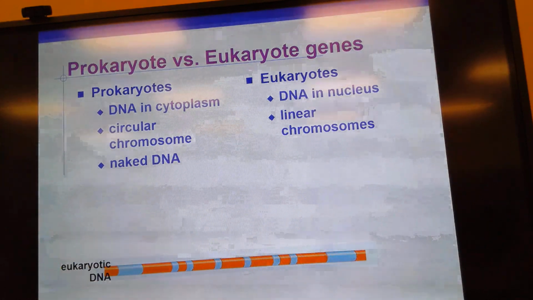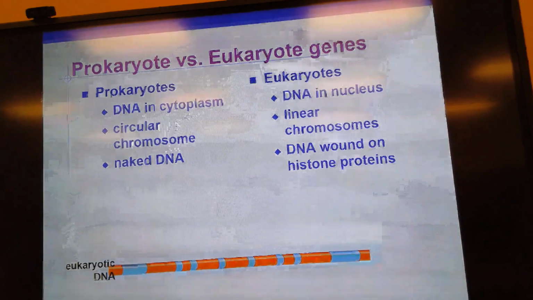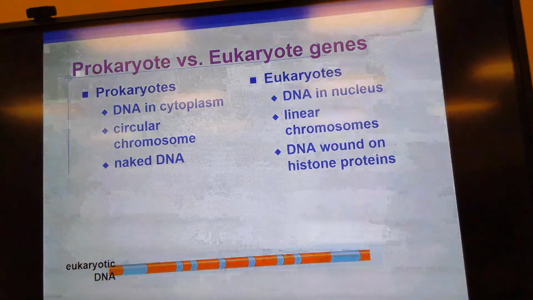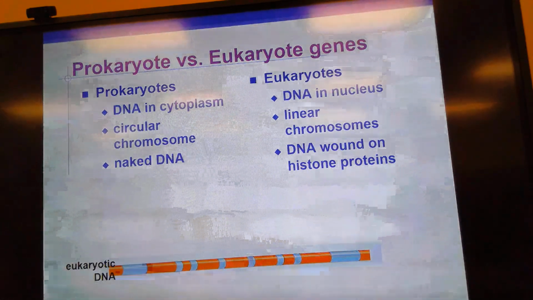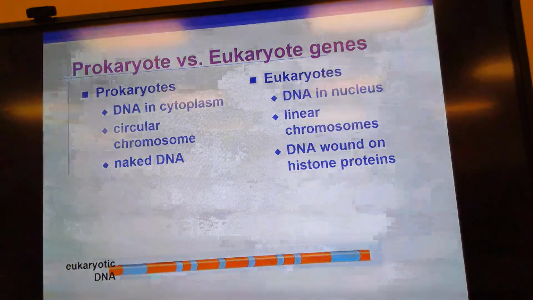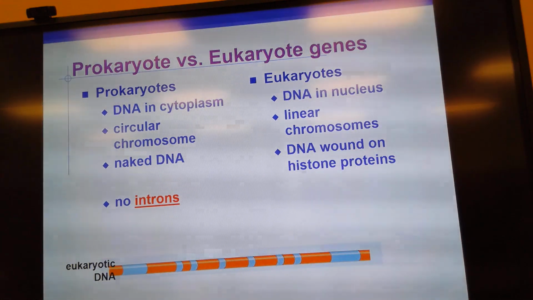In prokaryotes we call it naked DNA, whereas in eukaryotes it's wound onto the histone proteins. Histone proteins are simply little proteins that the DNA winds around to get tighter and tighter and tighter. And that way we can fit a lot of DNA in a very small space. Again, in prokaryotes it's naked. It's a circular chromosome. It's not wound around any specific proteins.